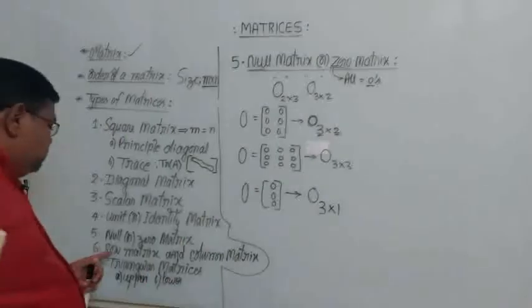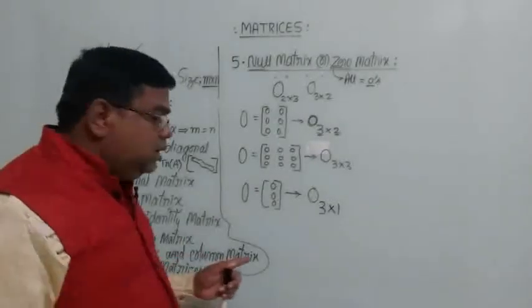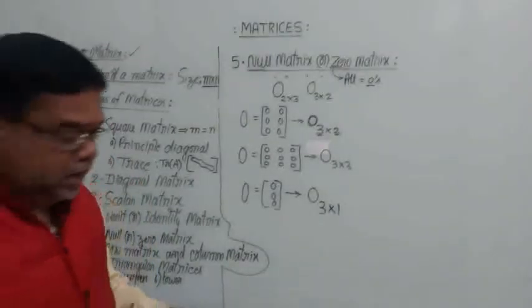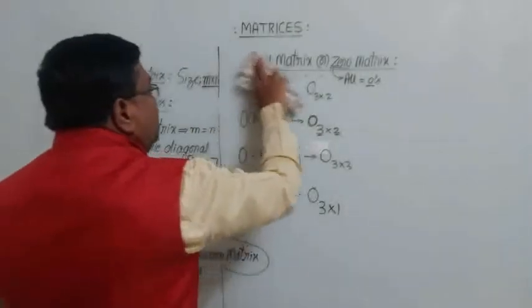Okay. Now the sixth one is the row matrix and column matrix. What is meant by row matrix and column matrix? The sixth one.